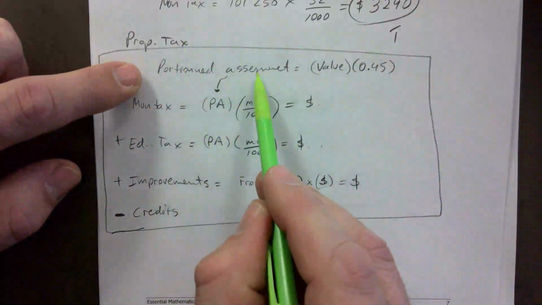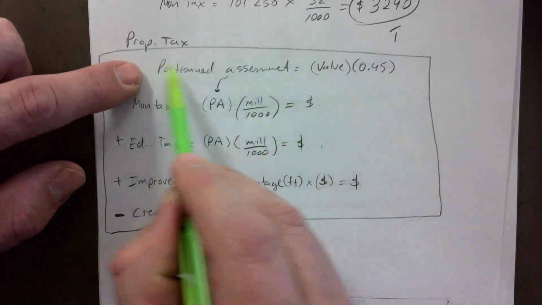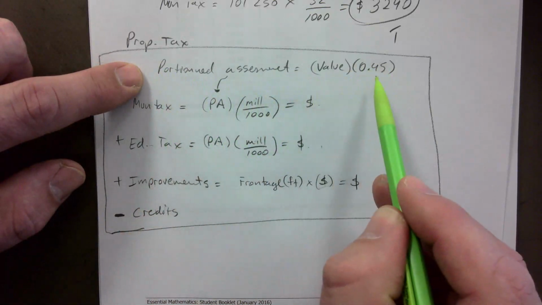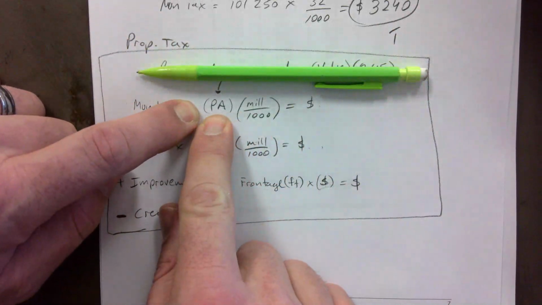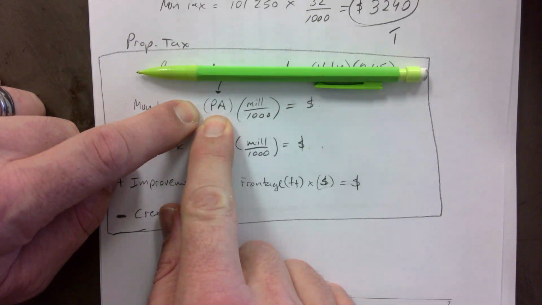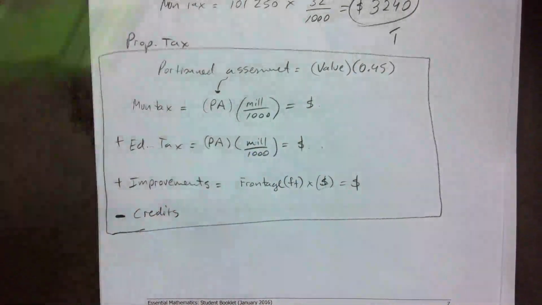Okay, portion assessment. Only if they mention 45% will you have to do this step. If they don't mention it, they most likely give you this already. Okay, don't be multiplying by 0.45 just because you see it on your study sheet. Okay, it is very dependent on the scenario.